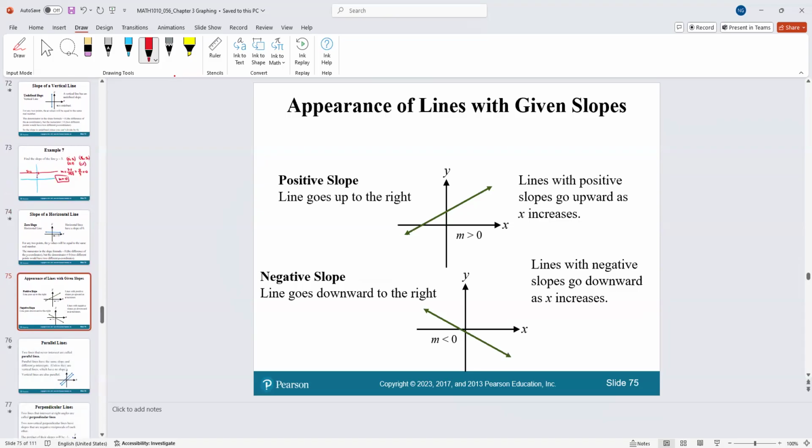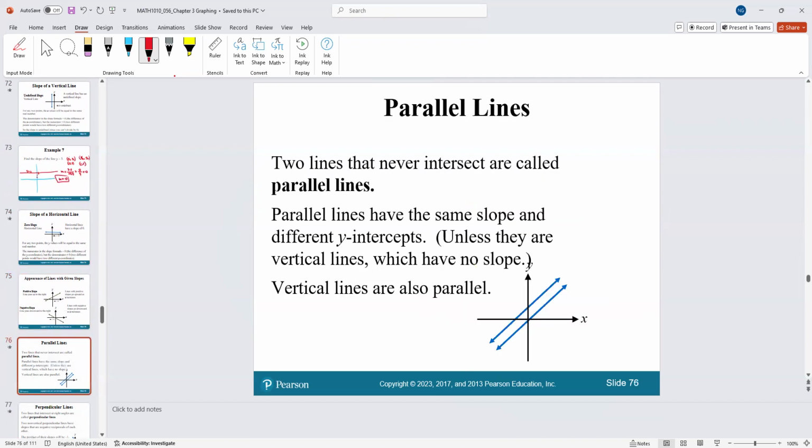So the appearance of a line, as we've given: slope. We said positive slopes rise from left to right, negative slopes fall from left to right. We already talked about it. We also forgot to mention the other ones, like parallel and perpendicular, when you need to compare the slopes of lines.